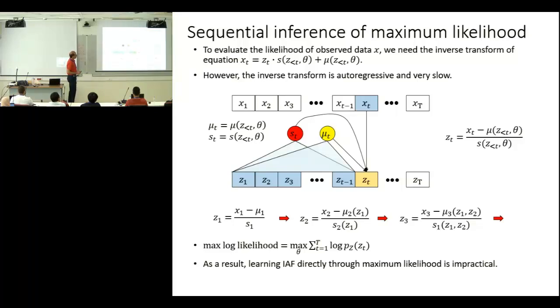In order to do the inference, we are given this as an input during training. We don't have that. In order to generate that, we have to generate it sequentially. First we have to generate this, and then the next sample, and then the next sample. So the training unfortunately is sequential and it is very slow. As a result, learning this inverse autoregressive flow directly through maximum likelihood is impractical.